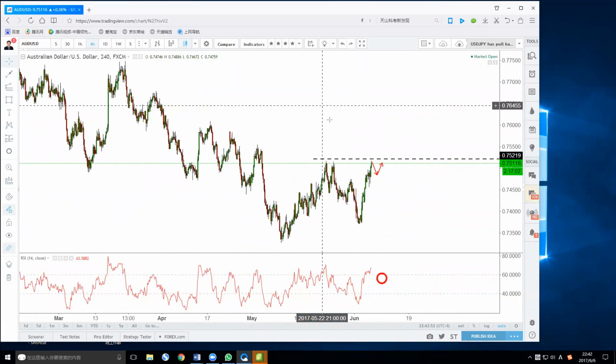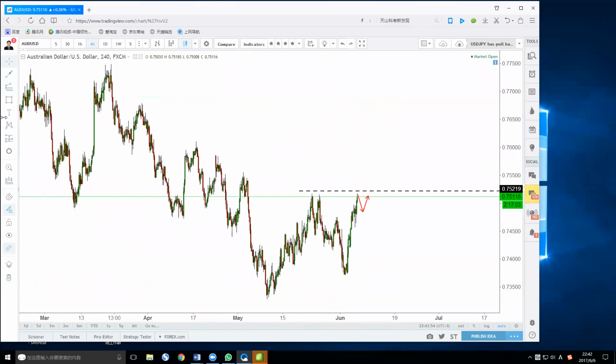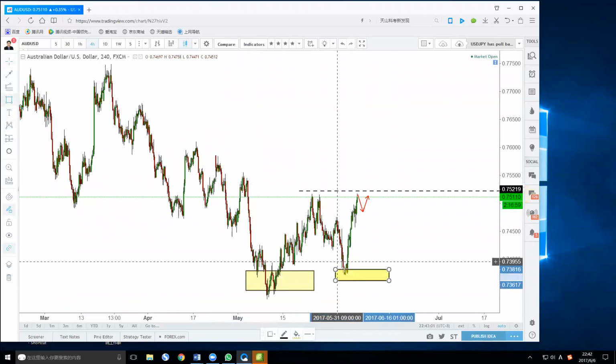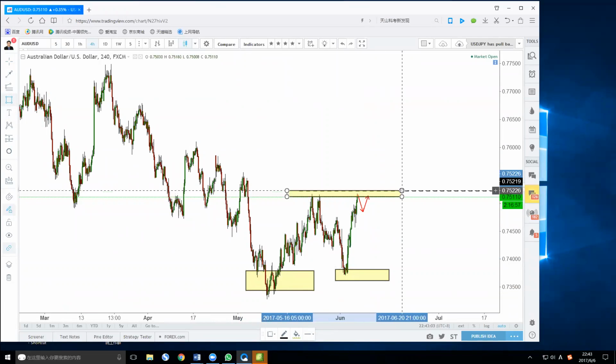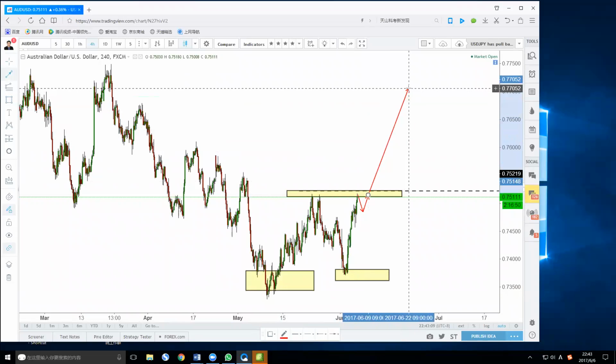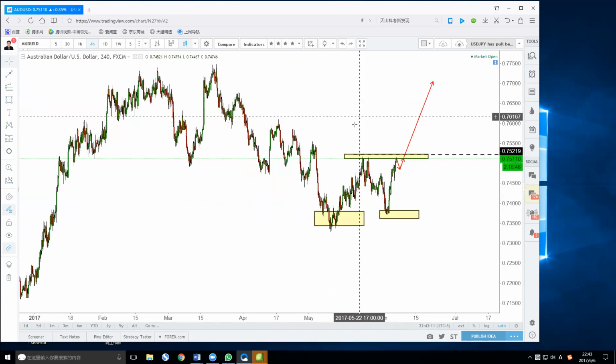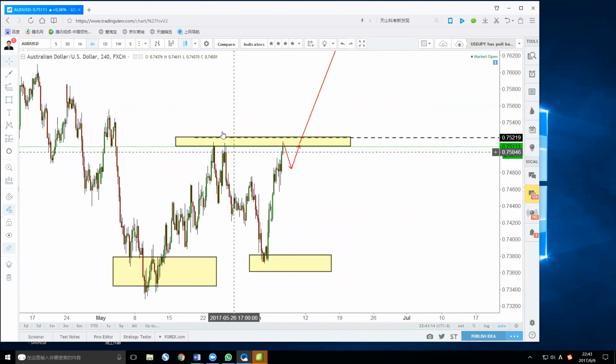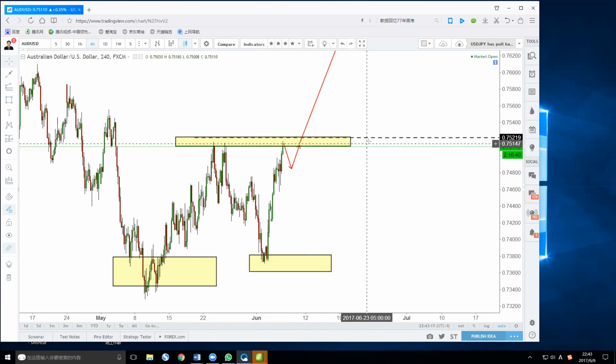To be honest, the Aussie may have become a double bottom right now, because as you can see here, this is the first bottom, this is the second bottom, right? And if it breaks the neckline, it goes all the way up, maybe to 0.77. That's very possible. So watch for the price action over this range, 0.7110 to 0.7520.